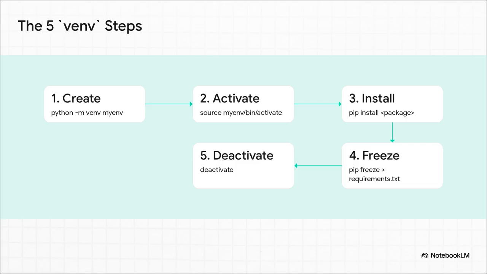First, you create the environment. Then you activate it. That's how you step inside that sandbox. Third, you install whatever you need with pip, just like always, but now those packages are going right into your little isolated folder. And now for the most critical step, number 4, you freeze your dependencies. This command creates a little file called requirements.txt, which is basically the blueprint or the recipe for your entire setup. And finally, when you're done working, you just deactivate.